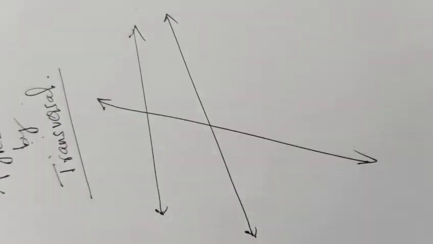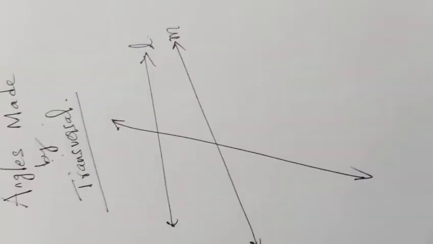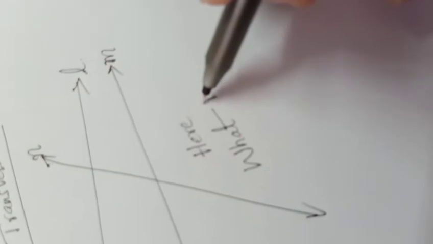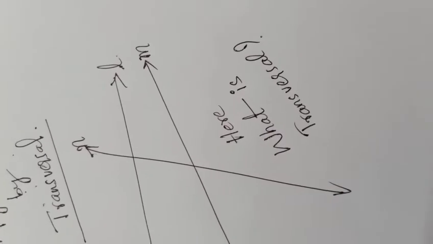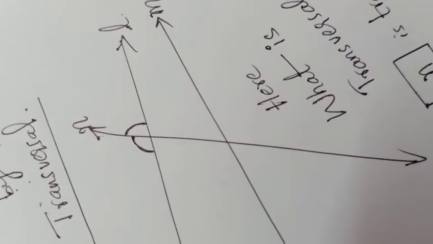Now, suppose you have taken one line L and another line M, and a transversal which is intersecting these two lines at two different points. Here there are three lines: L, M, N. The transversal here is N. This line intersects the two lines at different points, and some angles will be formed.